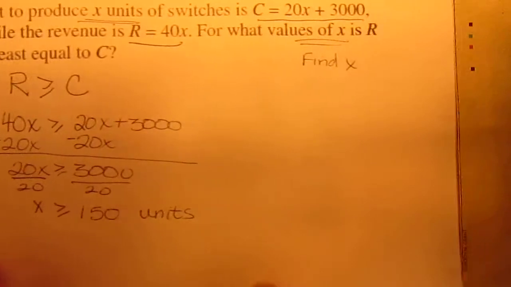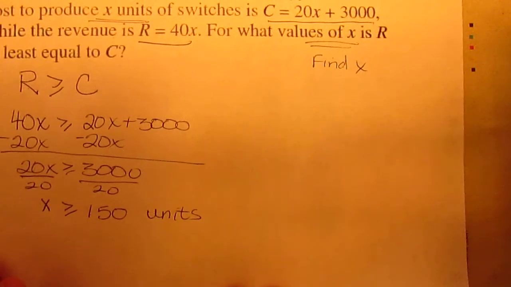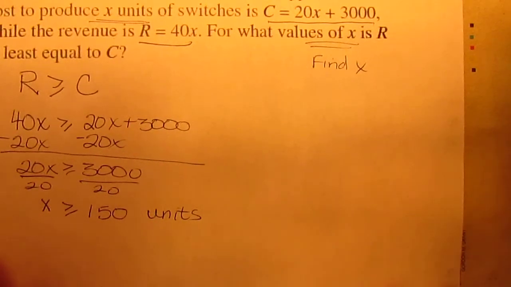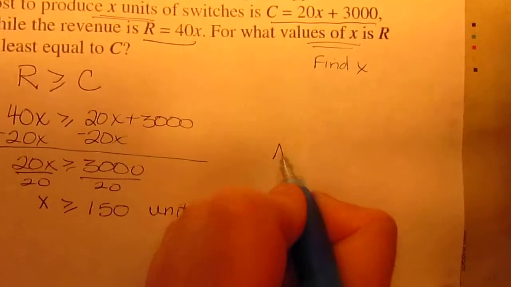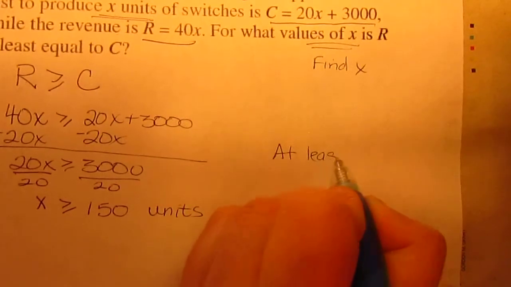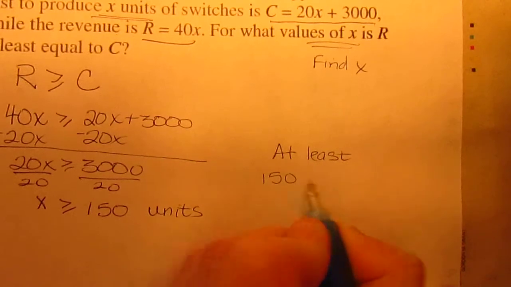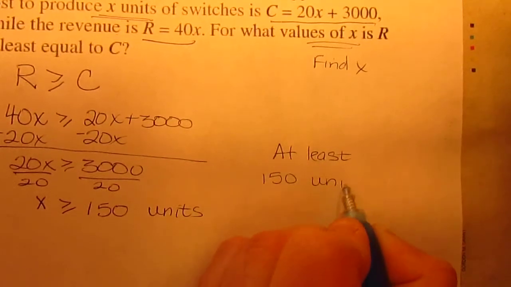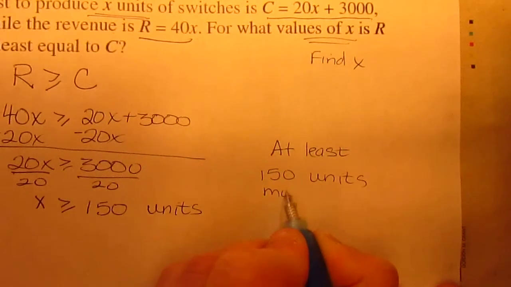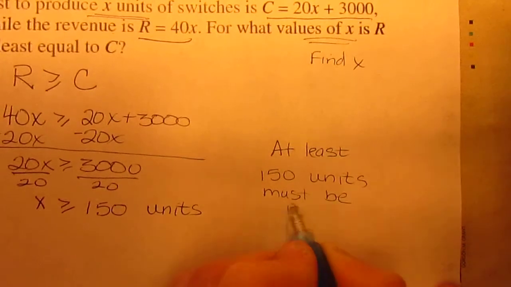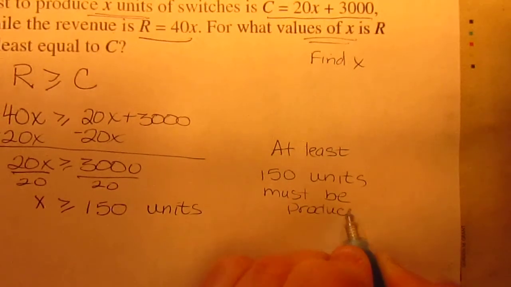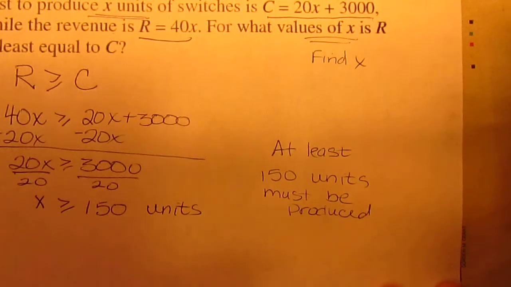So, since it's a word problem, let's answer the question. At least 150 units must be produced. And that's how you walk yourself through question number 8.